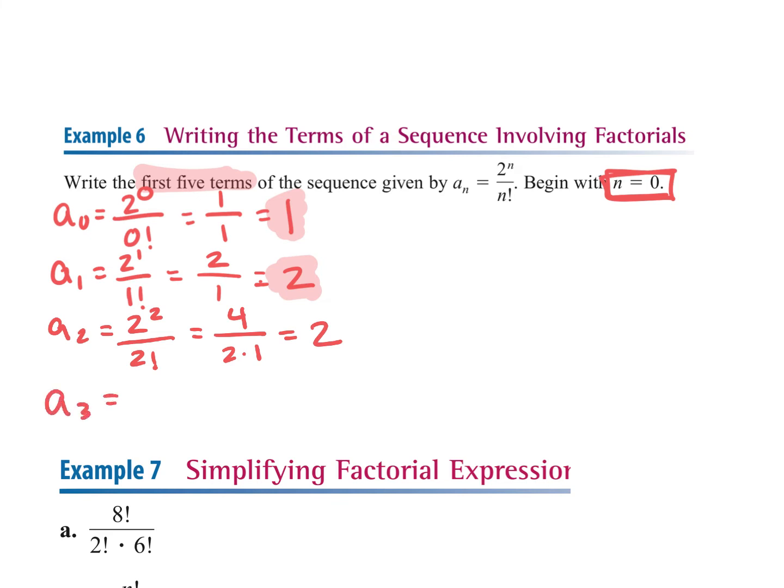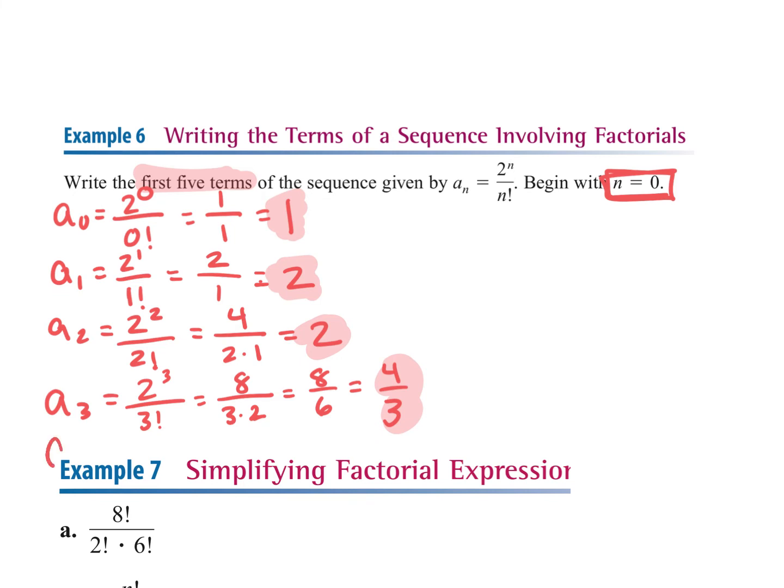Next, a sub 3. I have 2 to the third power over 3 factorial. What's 2 to the third power? 8. And 3 factorial is 3 times 2 times 1. So 6. So 8 over 6. And how does 8 over 6 simplify? 4 over 3. So we have 4 terms now. We need one more.